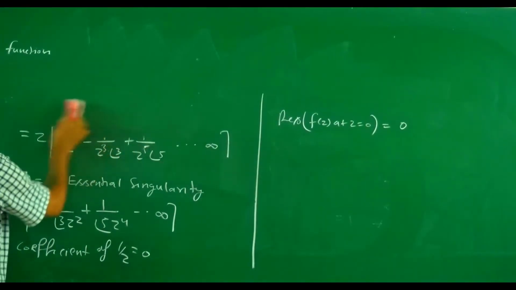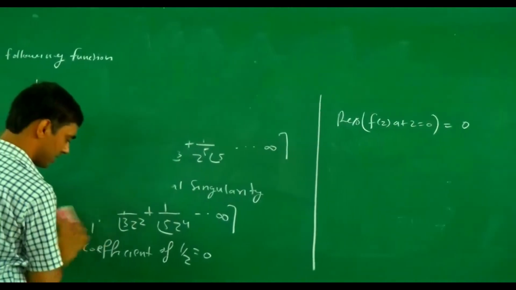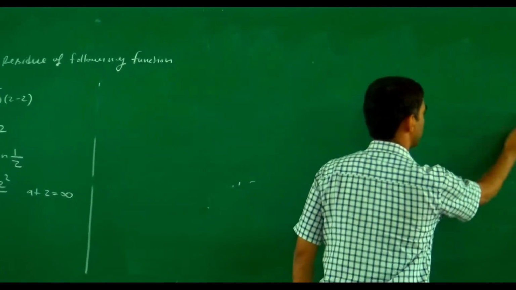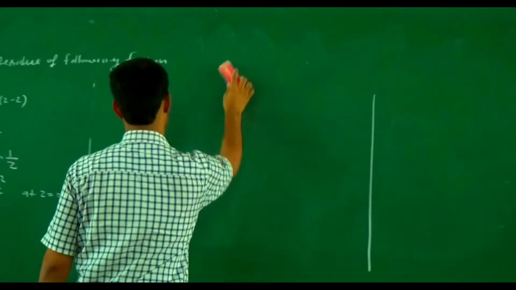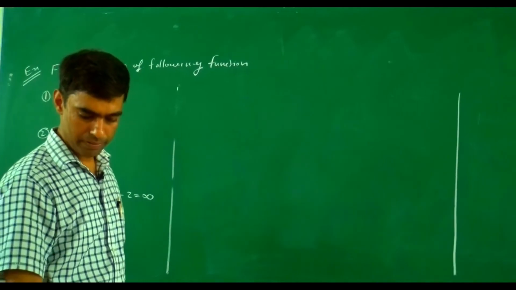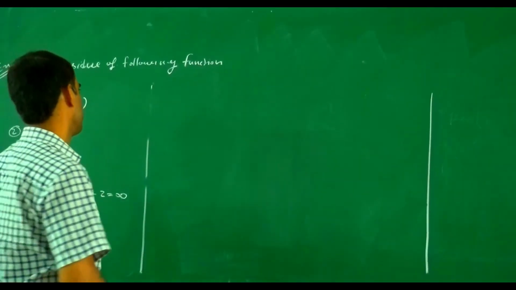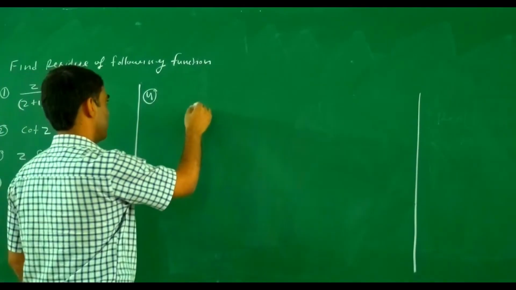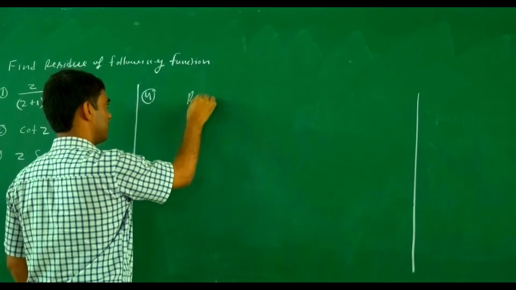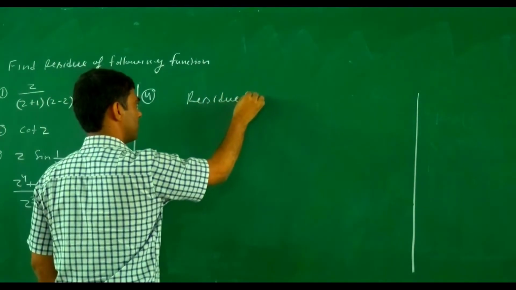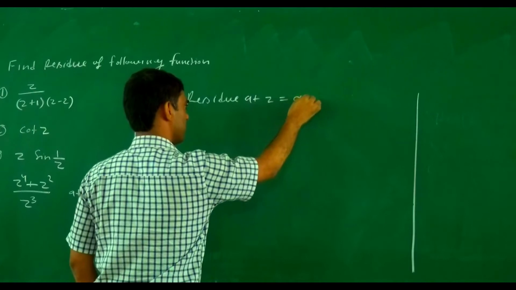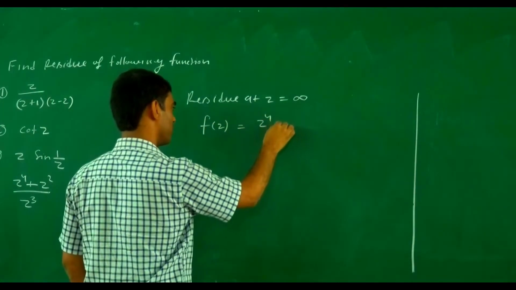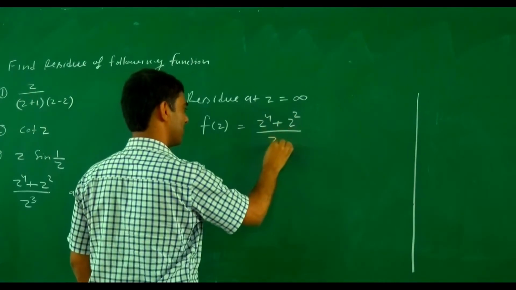Now, the last example that we are going to discuss is how we find the residue at infinity. This is the fourth example. Find the residue at z equals infinity of f(z) equals z to the power 4 plus z square divided by z cube.